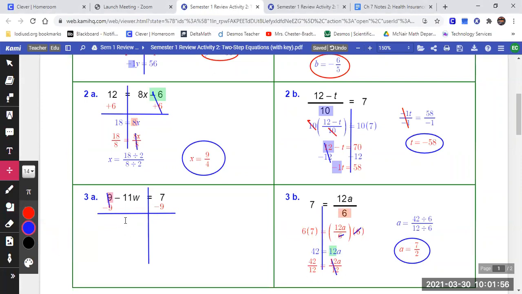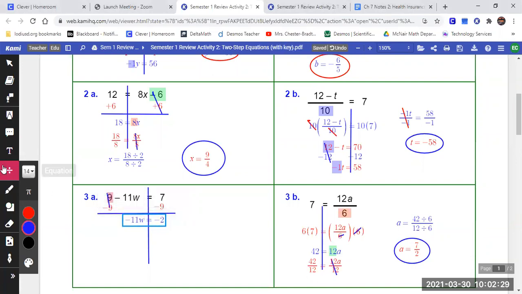So I have negative 11W, and it's going to equal negative 2, because the 7 and the 9 were not the same sign. Subtract and keep the sign of the bigger one. Okay, have we handled all the adding and subtracting? Yes. So now we're going to big 1. We're going to do the multiply and divide.